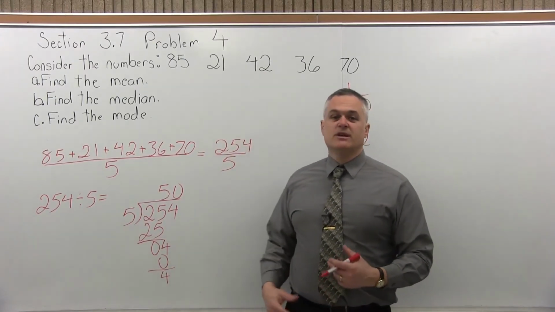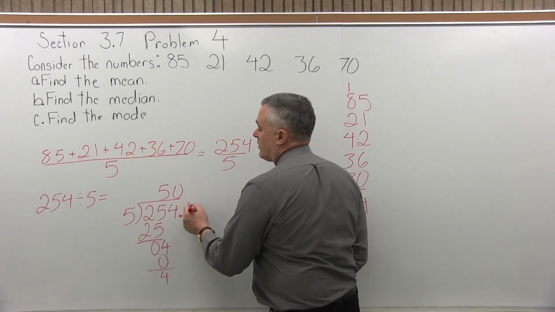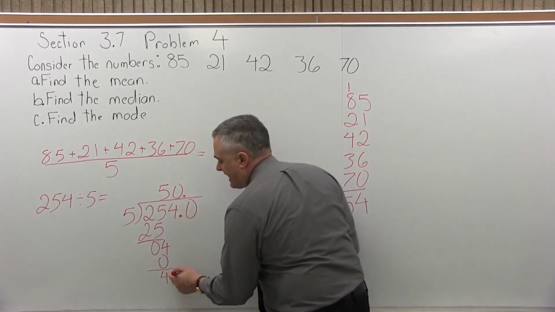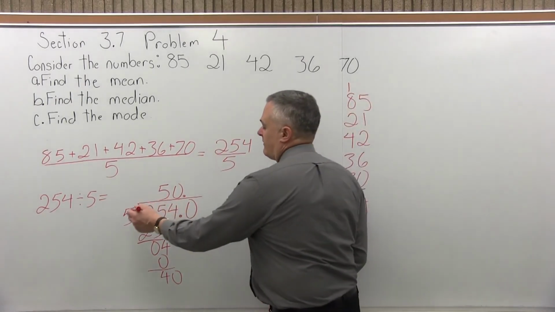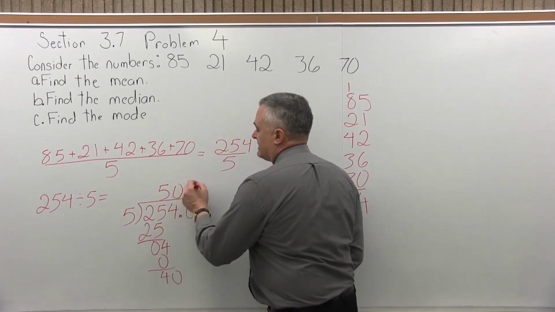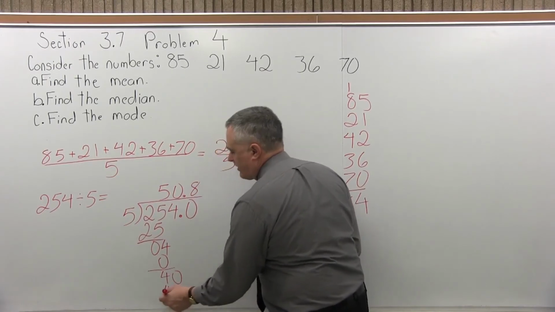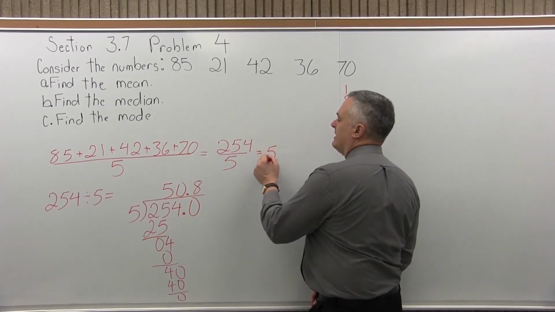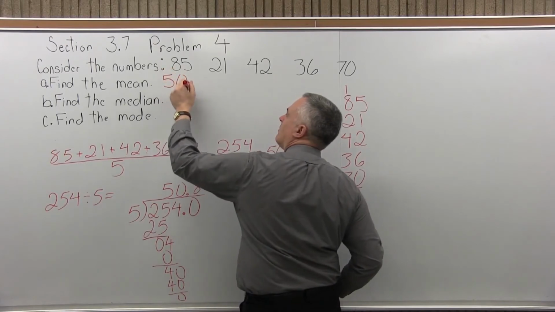Now it didn't go in evenly, there is no next digit to bring down, so consider the 254 to be 254.0, and where I added that decimal, I have to add it vertically up into the numerator. Now that 0 I added can be brought down next to the 4. So 4 with a 0 after it is a 40. Now 5 times something is 40. It will fit in nicely now, 8. 8 times 5 is 40. And when I subtract, I get a 0 for a remainder. So the answer for the mean is 50.8. Write that next to mean, 50.8.